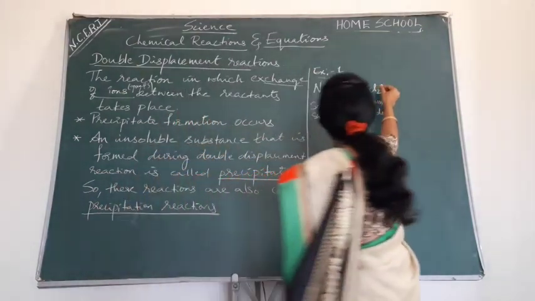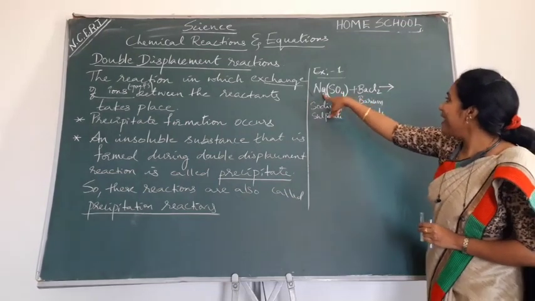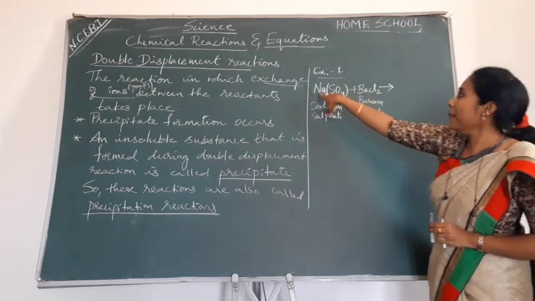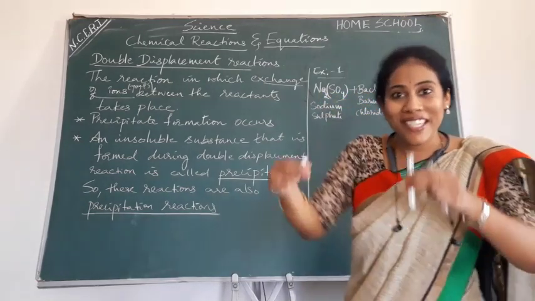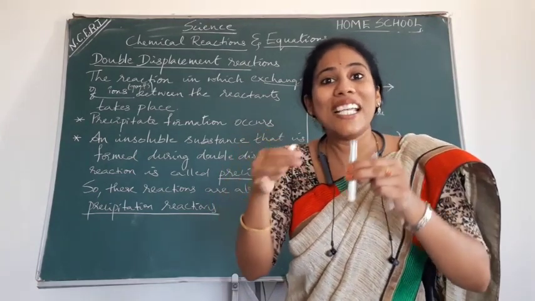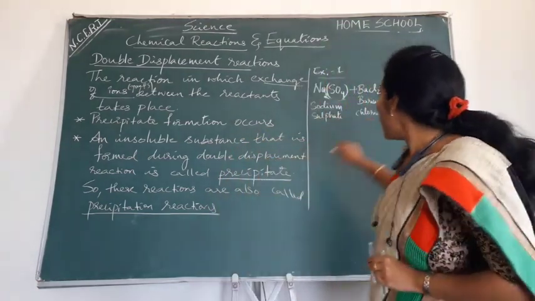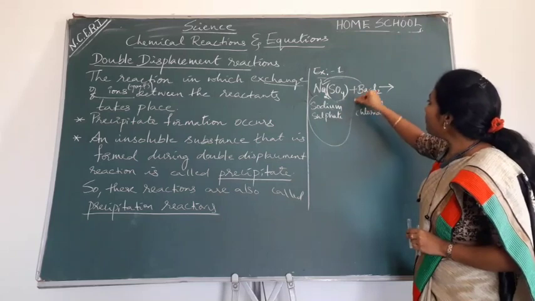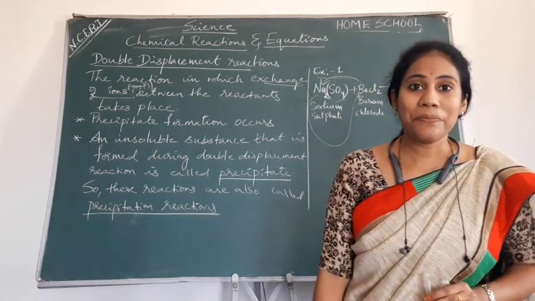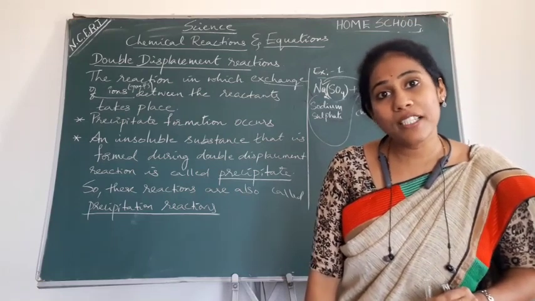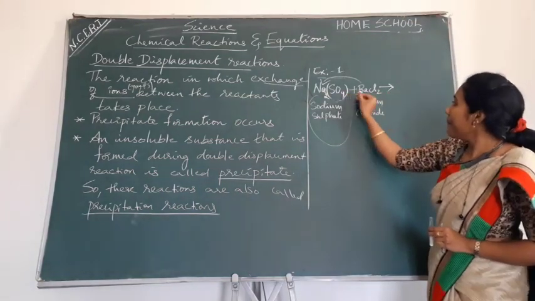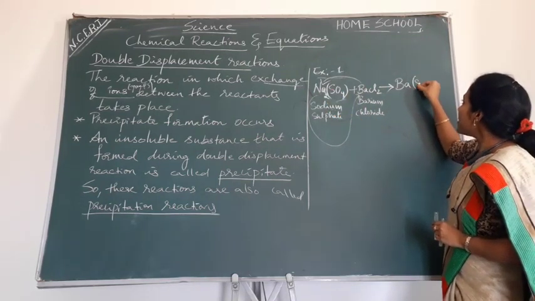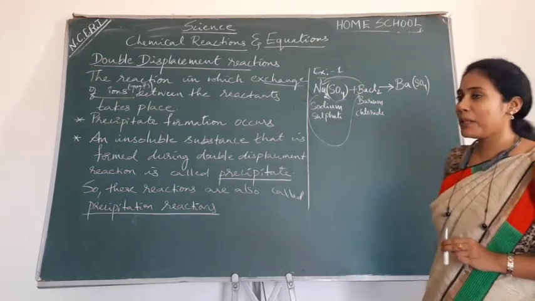Fine. So what happens here is, when I add this to this, sodium comes into the position of barium, and barium goes into the position of sodium. See, exchange of ions or elements is taking place, yes or no? Barium will go into the position of sodium and sodium will go into the position of barium. If that happens, tell me what product you will get. Barium is going into the position of sodium, so you will get barium sulfate. Is the barium sulfate formula correct?